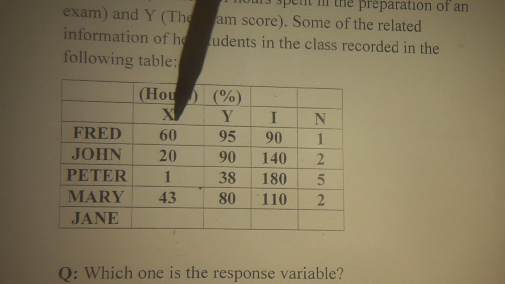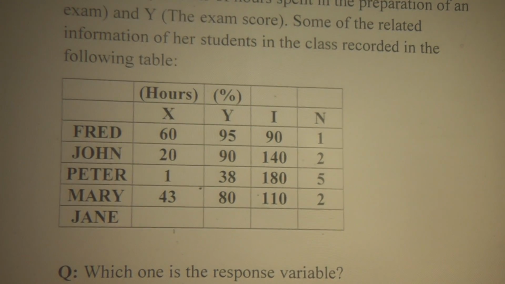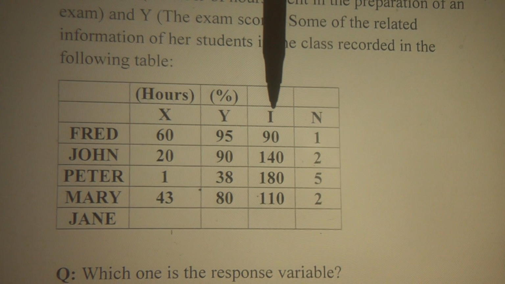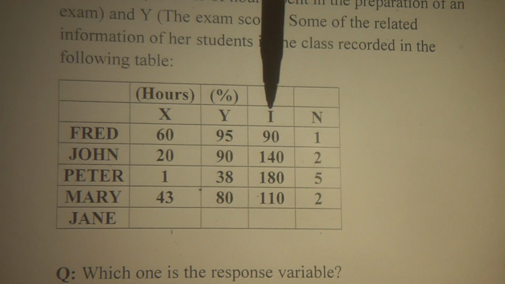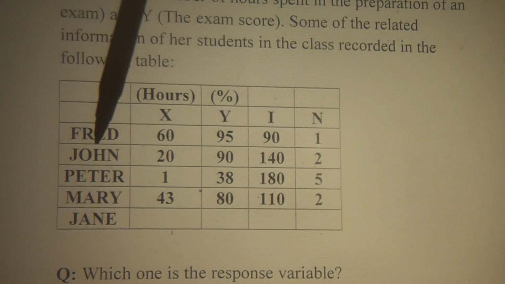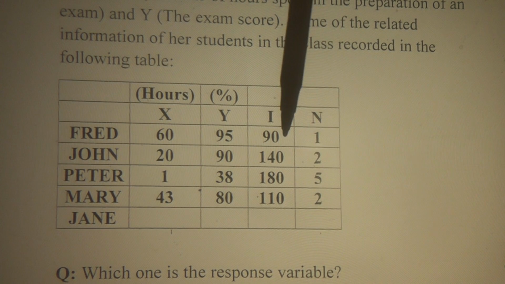So, what explains this difference? Well, we can say I. What is I? I is IQ, intelligent quotient. This is a measurement of how smart or how brilliant a person is. Now, Fred's IQ is only 90, but John's is 140. This explains it.